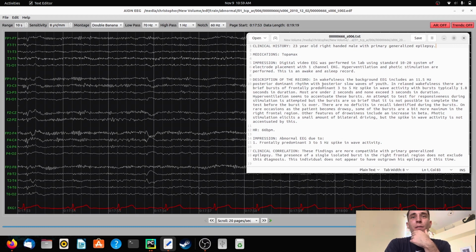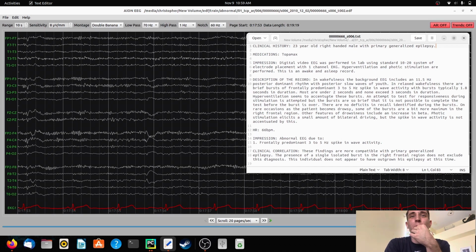I need to get better at recognizing that specifically, something I can work on. It says in relaxed wakefulness, there are brief bursts of frontally predominant 3 to 5 hertz, so 3 to 5 waves per second, spike and wave. Instead of in, he meant and. Spike and wave activity with bursts, typically 1.8 seconds in duration. That's pretty damn specific. Thanks, Doc. And most are under 2 seconds and none exceed 3 seconds in duration.